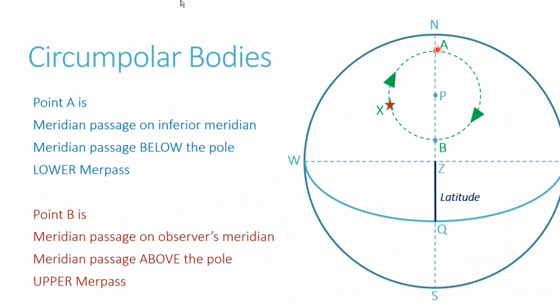Now, if you remember, when you look for the meridian passage time of the moon in the almanac, there are two times given, one under upper and the other under lower. This upper and lower basically means the meridian passage of the moon on the observer's meridian, that is for upper, and for lower, it is the meridian passage of the moon on the observer's inferior meridian.